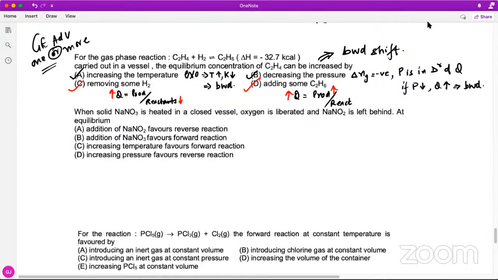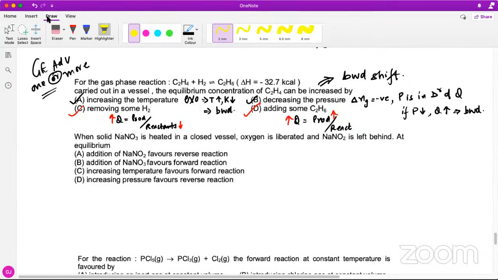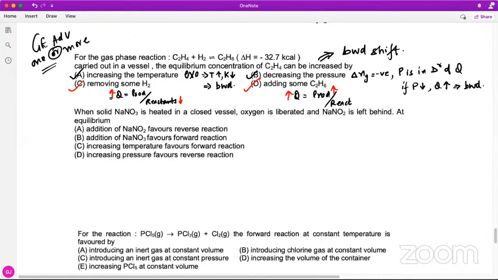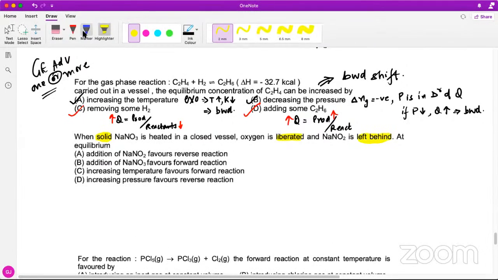So how do we know if it's exothermic or endothermic? Correct. The words of the question are going to be very, very important over here. I think many of you did not recognize the fact that it is solid NaNO3. Endothermic, right? Solid NaNO3. Oxygen is liberated, which means it is gaseous. NaNO2 is left behind, which means it is again solid. Change in Ng is positive: this is solid, this is also solid, and oxygen liberated is gaseous.